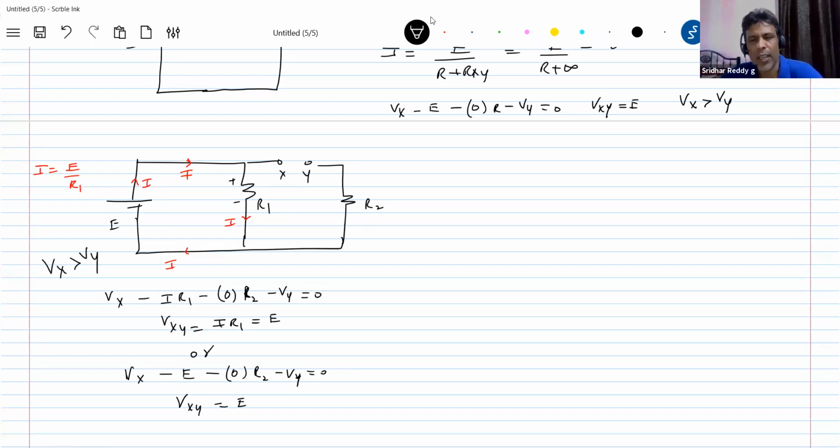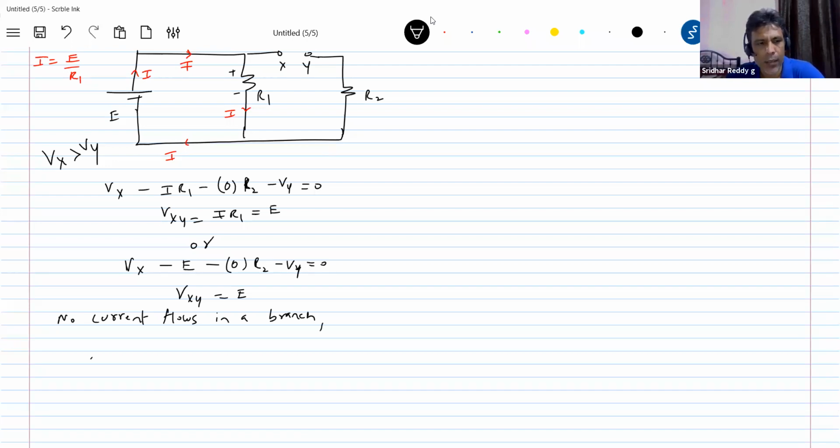So what is the conclusion? In a branch where there is an open circuit, no current flows. This is the conclusion. No current flows in a branch where there is an open circuit, or no current flows in an open circuited branch. Okay, this is about the open circuit.